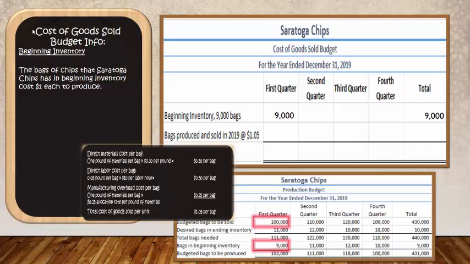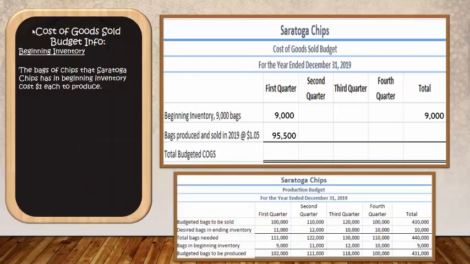We know that our cost of goods sold per bag, we just figured out, was $1.05. So to figure out the cost of our bags produced and sold in 2019, we simply take our 100,000 budgeted bags to be sold, subtract from it the 9,000 bags that we already had in beginning inventory, and multiply those 91,000 bags that we produced during the year times $1.05. This way we come up with $95,500. That is our cost of goods sold for the bags produced and sold in 2019 during the first quarter of our year.